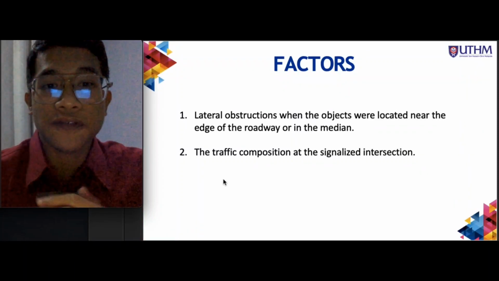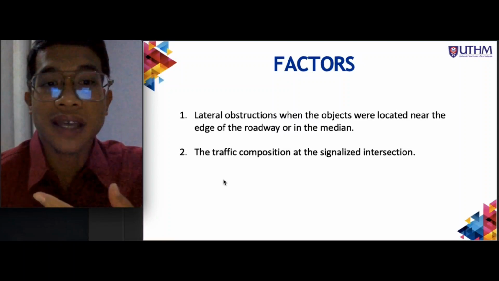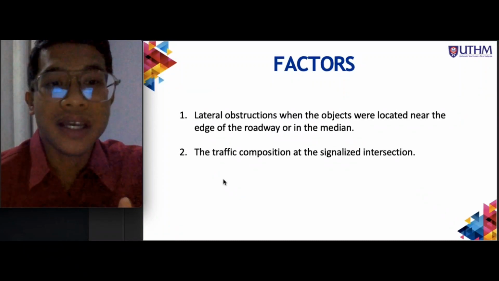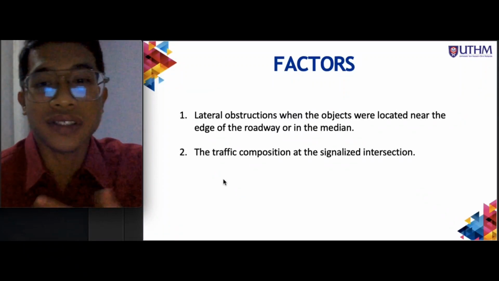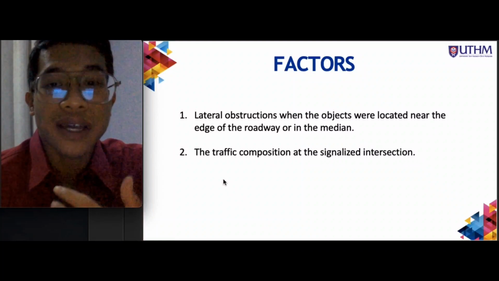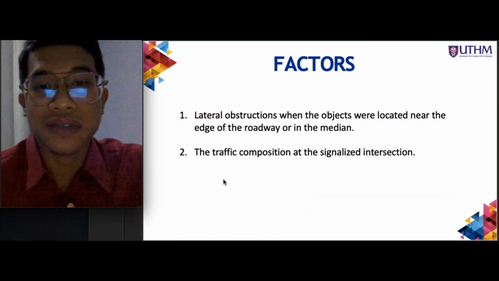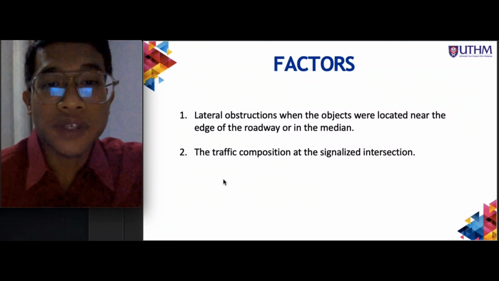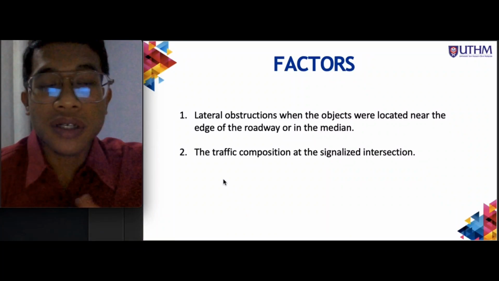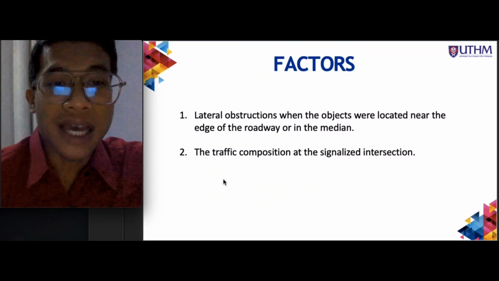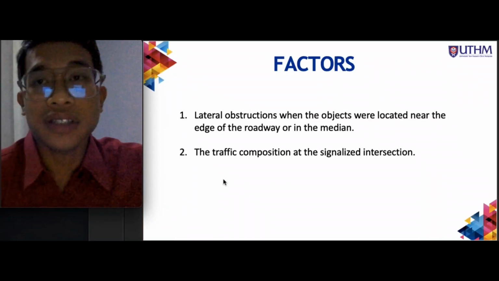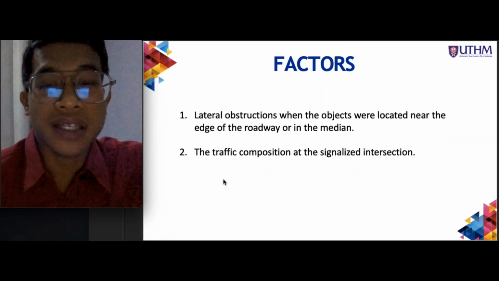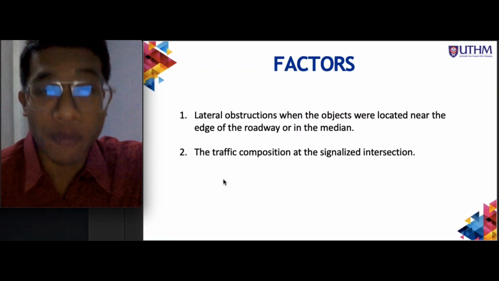Next is the traffic composition at the signalized intersection. The presence of trucks, buses or anything other than passenger cars can reduce the flow due to their size, operating characteristics and interaction with other vehicles. From the observations, there were a lot of heavy vehicle types passing through the chosen intersection during the peak hour, and this affects the LOS for our project.